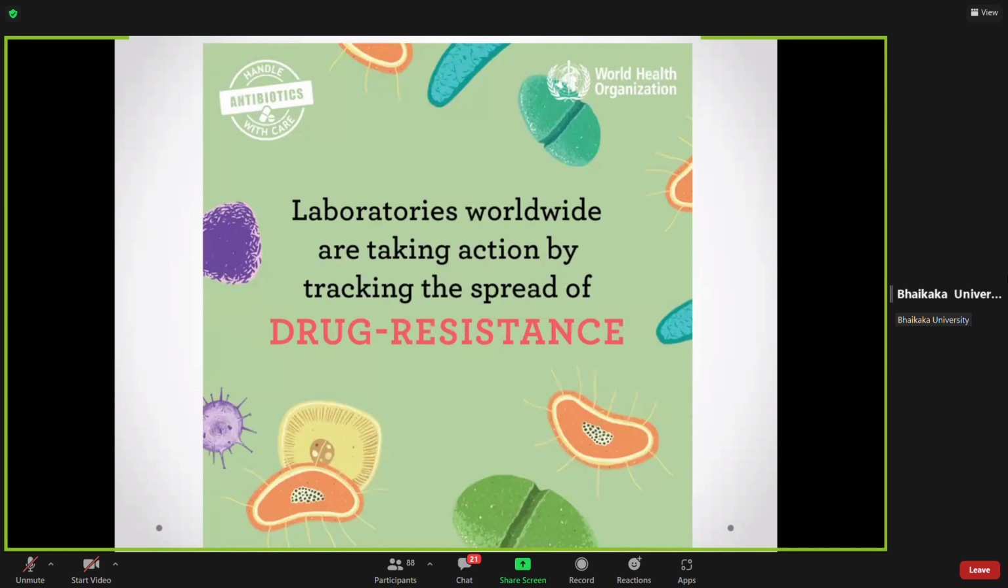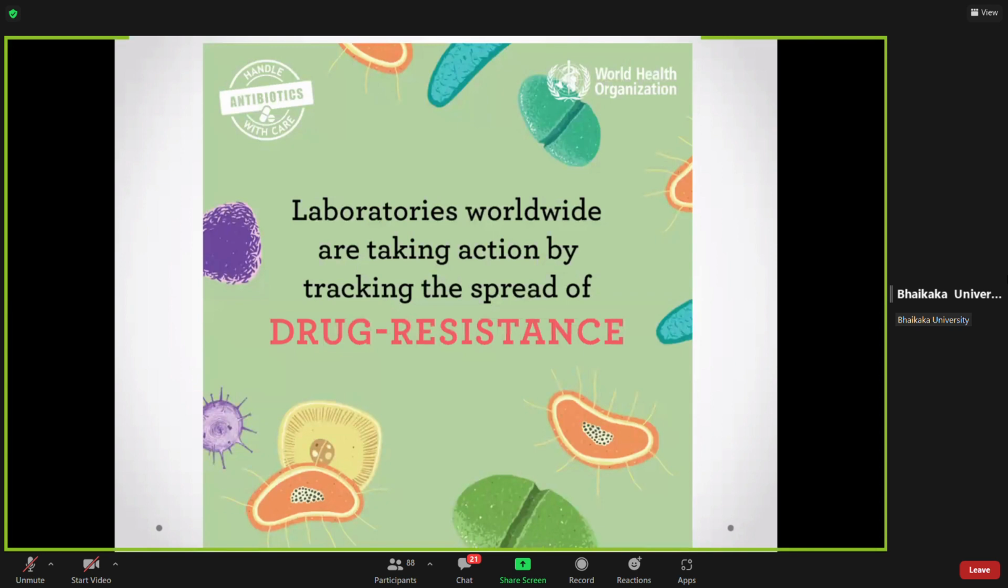So far, laboratories worldwide are taking action by tracking the spread of this drug resistance at the microbiology lab level. The tracking, recording and reporting of antimicrobial resistance is somewhat in practice. Additionally, a new practice suggested in 2019 by WHO is restricted reporting. Say, for example, in a gram-positive organism, we usually test 13 different antibiotics whenever we do an antimicrobial susceptibility test.